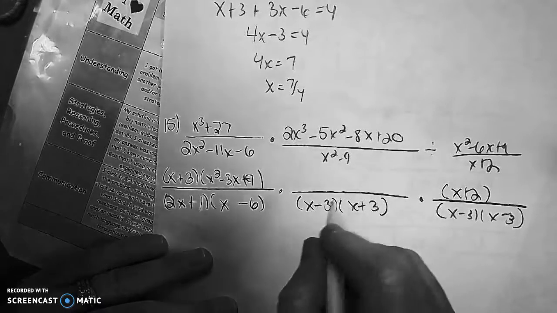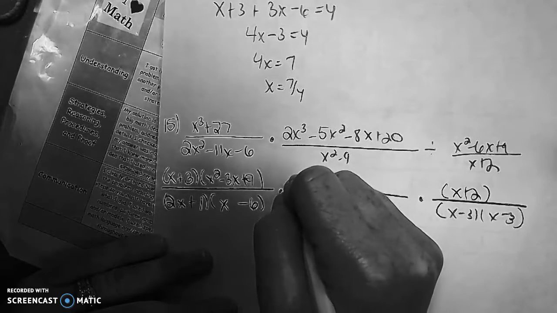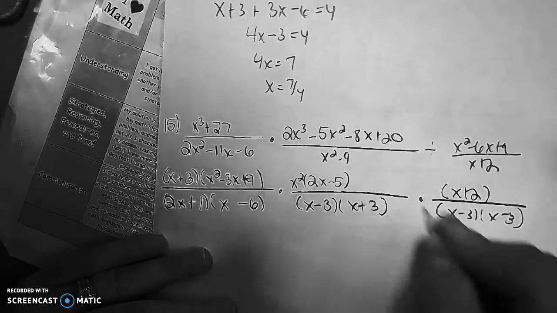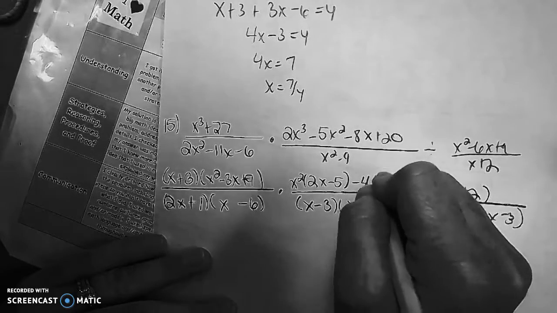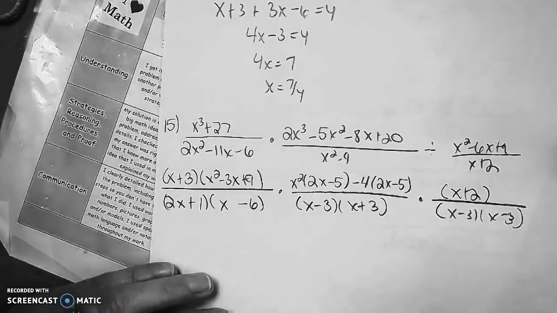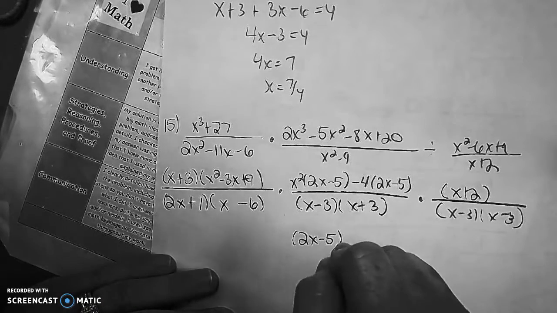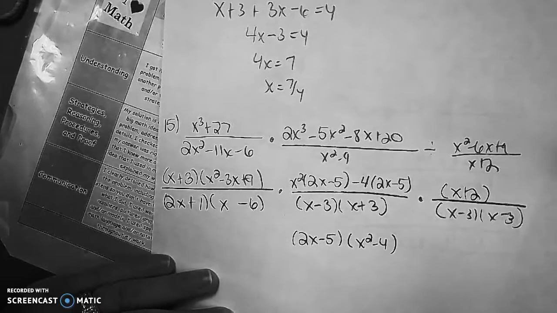All right, so let's work on this grouping problem. So out of the first two, I can factor out an x squared, and I'm left with 2x minus 5. And out of the last two, I can factor out a negative 4, so I'm left with 2x minus 5. Okay, to factor that completely, I would need to pull out the 2x minus 5, that's the GCF. I'm left with x squared minus 4, and I'll factor that more in just a second.